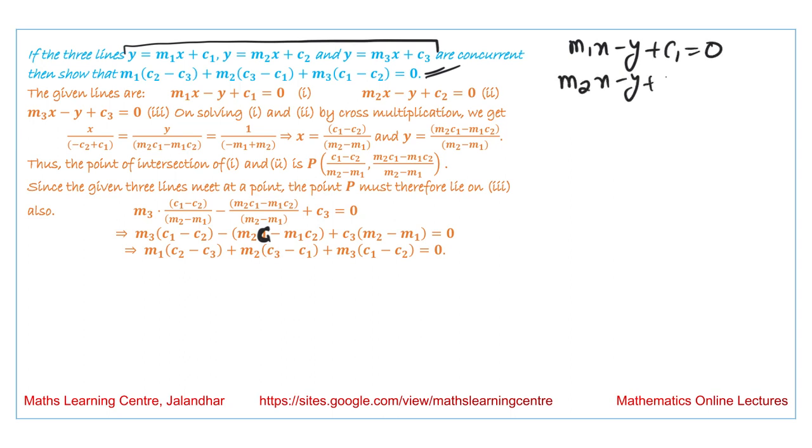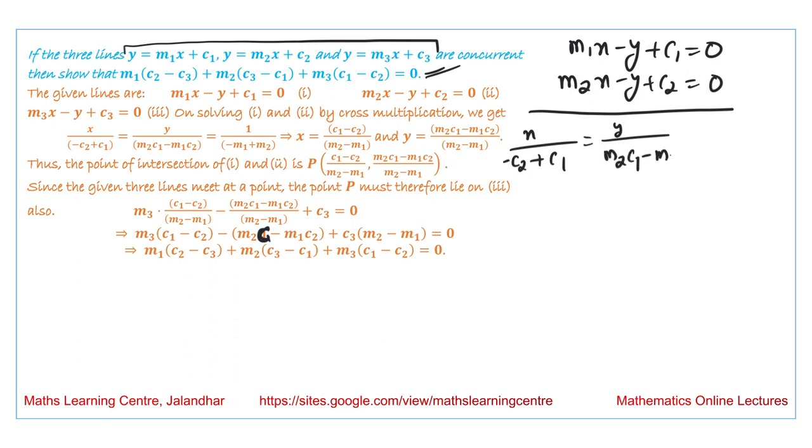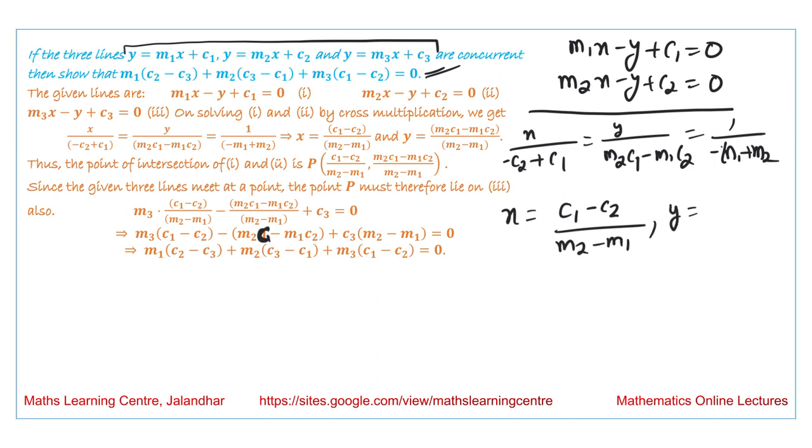m2x minus y plus c2 is equal to 0. Now, if we solve these two equations, we get x over minus c2 plus c1 is equal to y over m2 c1 minus m1 c2, that is equal to 1 over minus of m1 plus m2. So we obtain the value of x is equal to c1 minus c2 over m2 minus m1, and the value of y is equal to m2 c1 minus m1 c2 divided by m2 minus m1.